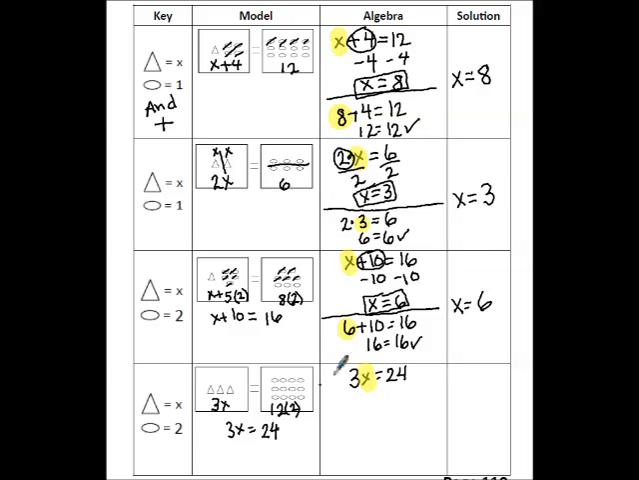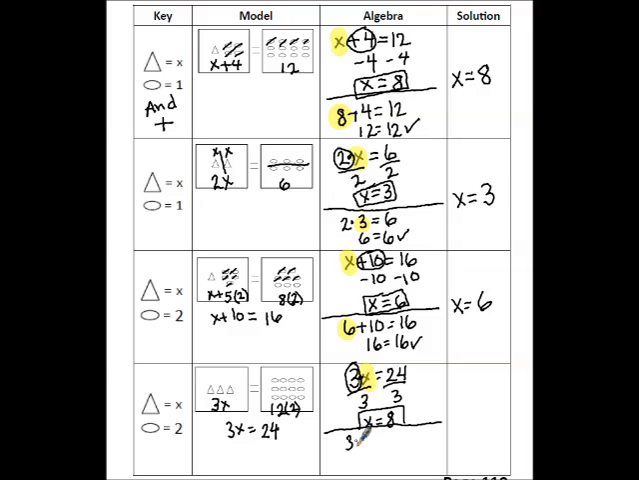So we want to solve for x, and this 3x means 3 times x. So I'm going to divide 3 x's into 3 groups. So if I divide both sides by 3, or divide it into 3 groups, we get x on the left, and 24 divided into 3 groups, we're going to get 8. So we think that x is equal to 8, and we're going to double check that.